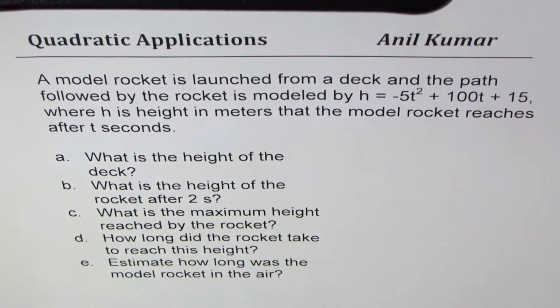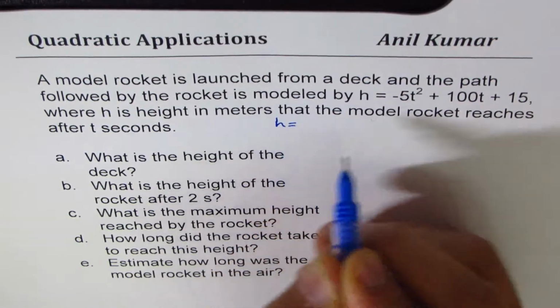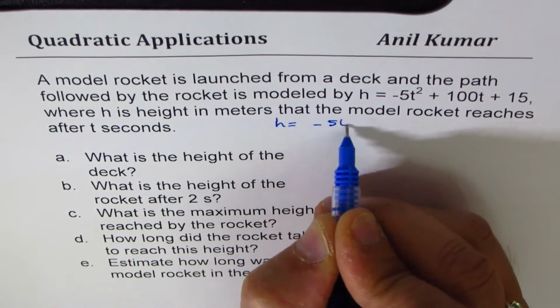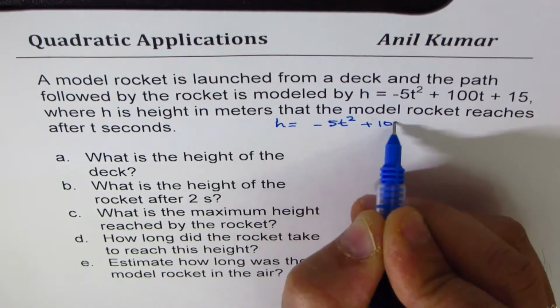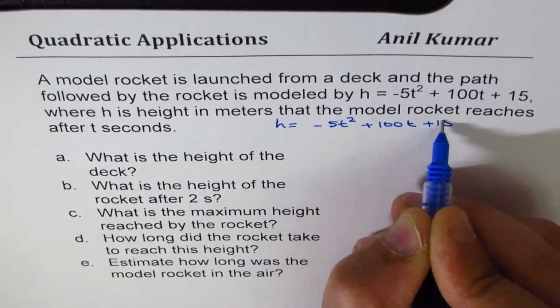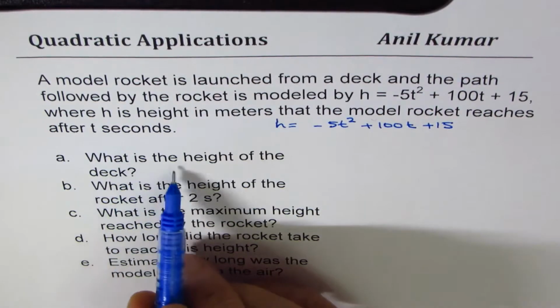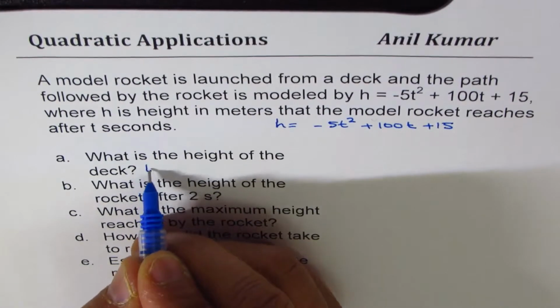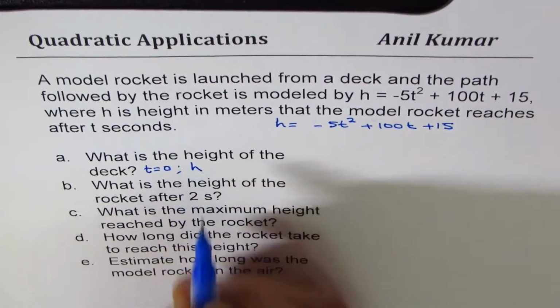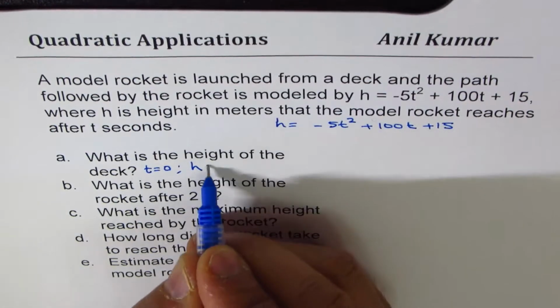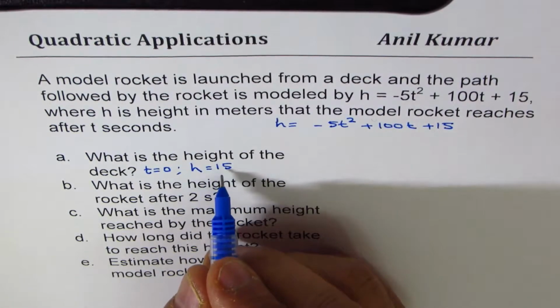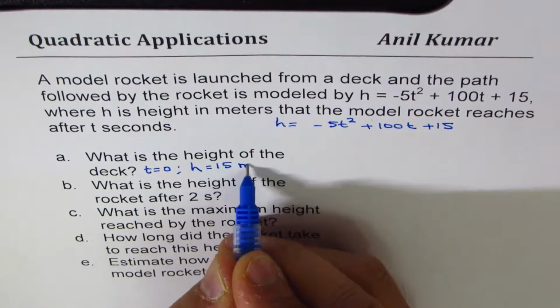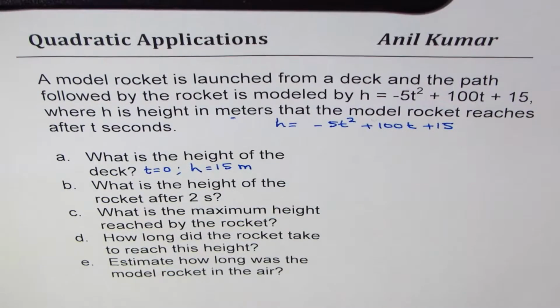So this could be done in many ways. We are given the equation. Let me rewrite the equation itself, which is height h equals minus 5t square plus 100t plus 15. So the first one here is, what is the height of the deck? It is launched from the deck, and therefore at t equals 0 we'll get the height. If I substitute 0 here, I get 15. So the height of the deck is 15 meters. The units are meters, correct? So that's the first part.